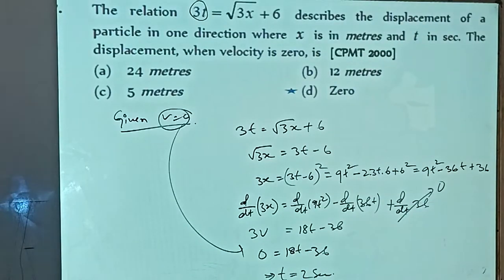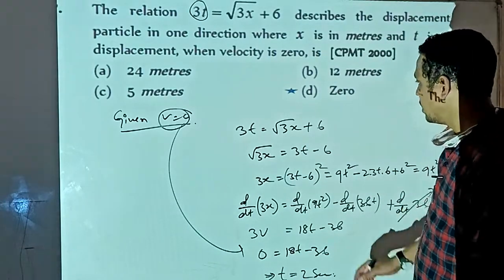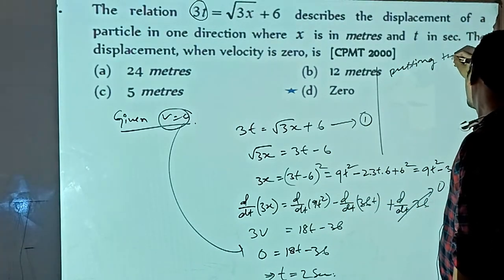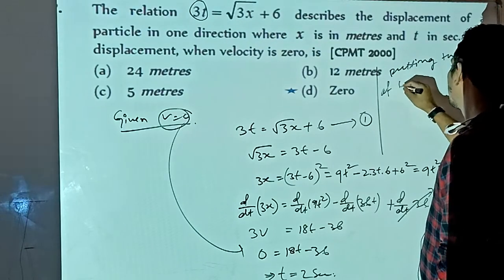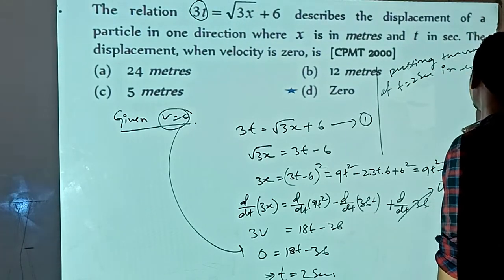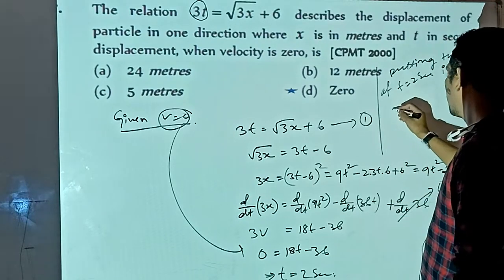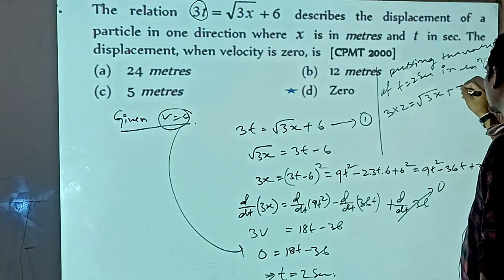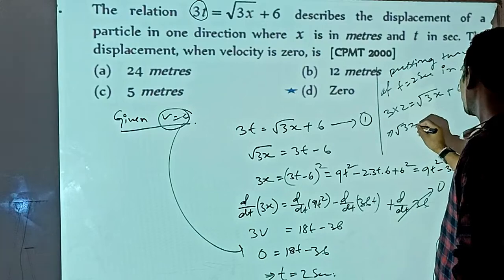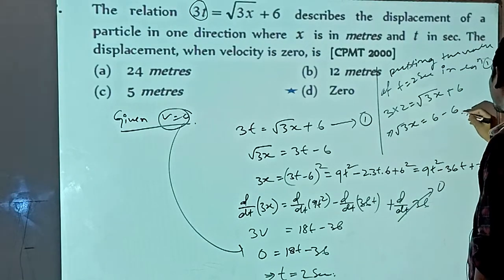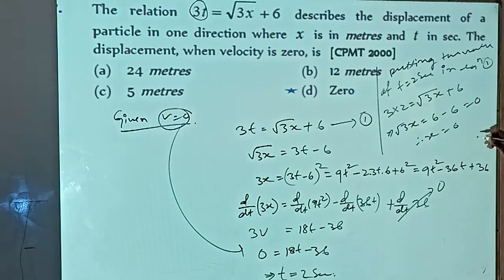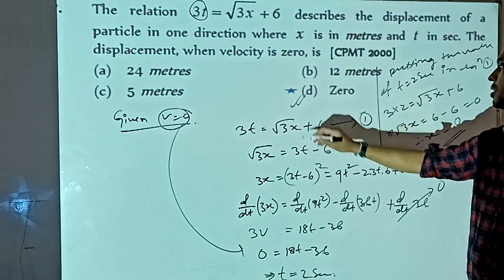You got t = 2 seconds, and putting the value of t in equation 1, suppose this is equation 1, you have 3 into 2 equal to √(3x + 6), or you can write √(3x) = 6 - 6, that's going to be 0, or therefore x = 0. That's why your displacement will be 0. So D is the correct answer.